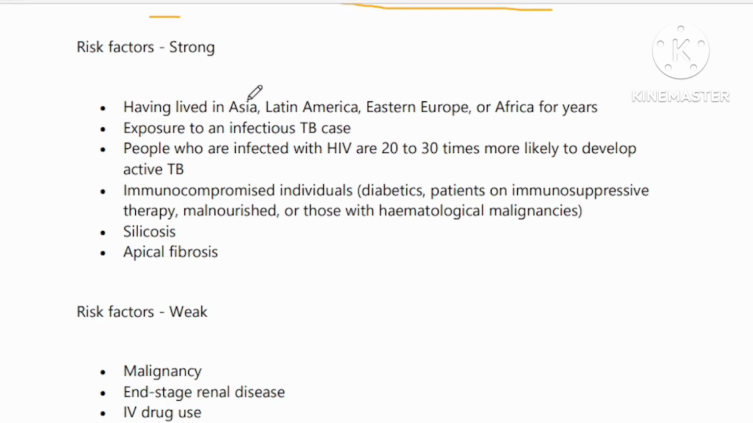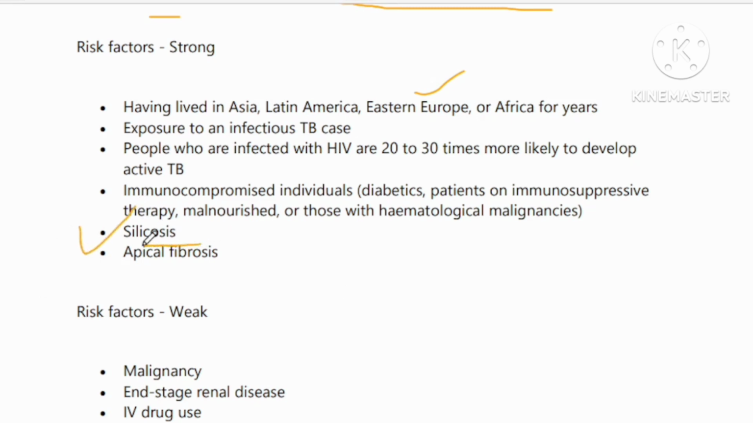The people who lived in Asia, Latin America, Eastern Europe, Africa for years, or had exposure to any infectious TB case. People who are infected with HIV are 30 times more likely to develop active TB. Immunocompromised individuals, those who have diabetes, those who are on immunosuppressive therapies, malnourished patients, or those with hematological malignancies. And another one is silicosis.